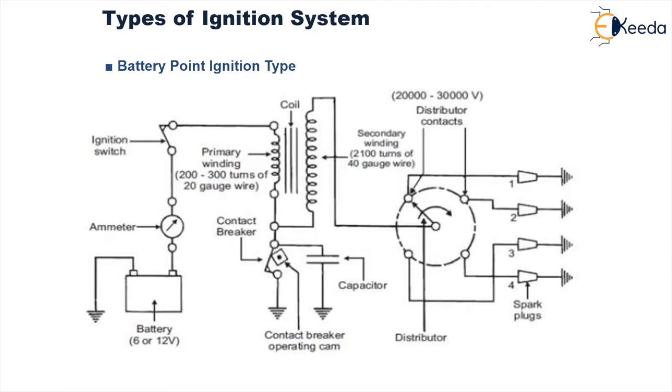Another point is, as high source impedance is present, the system is extremely sensitive to side tracking across the spark plug insulator. So these were some limitations associated with this battery and coil type of ignition system. Let us go on further.